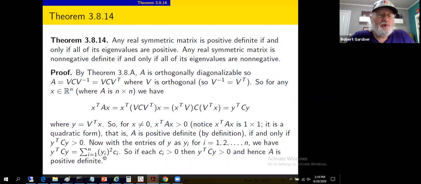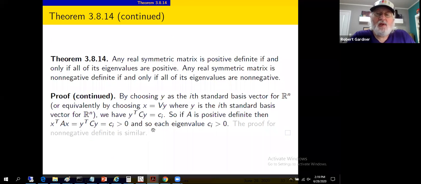If I choose the components of vector Y, the Y sub i's here, to be 0, 0, 0, 0, 1, 0, 0, 0, 0, you're going to lose all but one of these. And you're going to be left simply with a single eigenvalue. So by choosing Y to be the ith standard basis vector, when we do this computation, you'll be left with the ith eigenvalue.